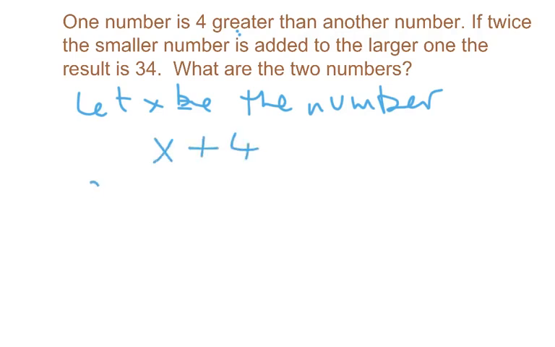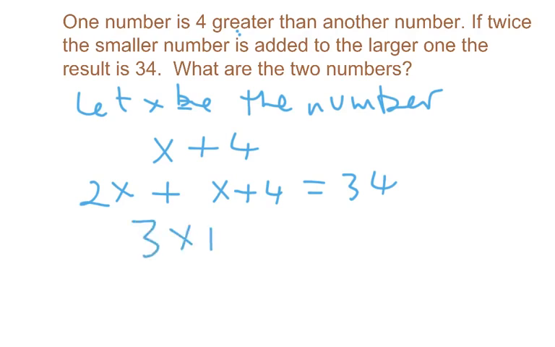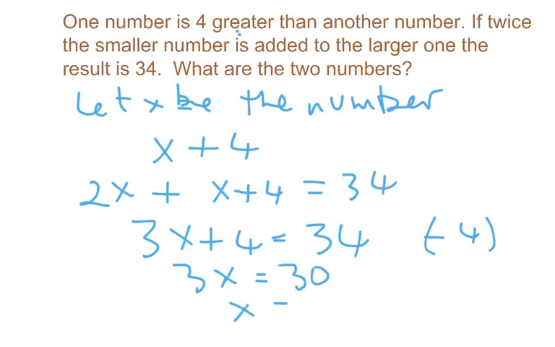And if twice the smaller number, that's 2x, is added to the bigger number, which is x plus 4, the result is equal to 34. So if twice the small number is added to the bigger number, the result is 34. So we're going to get 3x plus 4 is equal to 34. Subtract 4 from both sides. We're going to get 3x is equal to 30. And x is equal to 10.